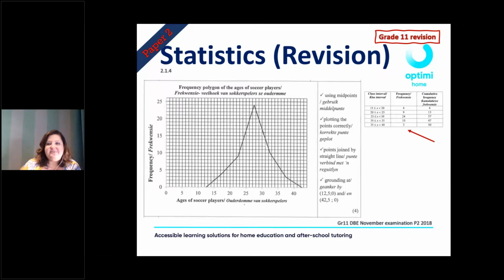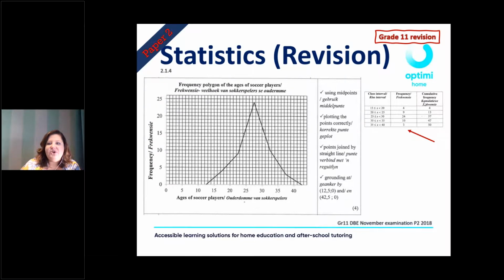So if you look at this, I've included what you will get marks for. I said that for your frequency polygon, you need to use the midpoints of your classes over here. So for the first class, it will be 17.5. Your value is 4. For 22.5, your value is 9. For 27.5, your value is 24. Now, this is a frequency polygon, not a cumulative frequency. So you will use your frequency values for this.